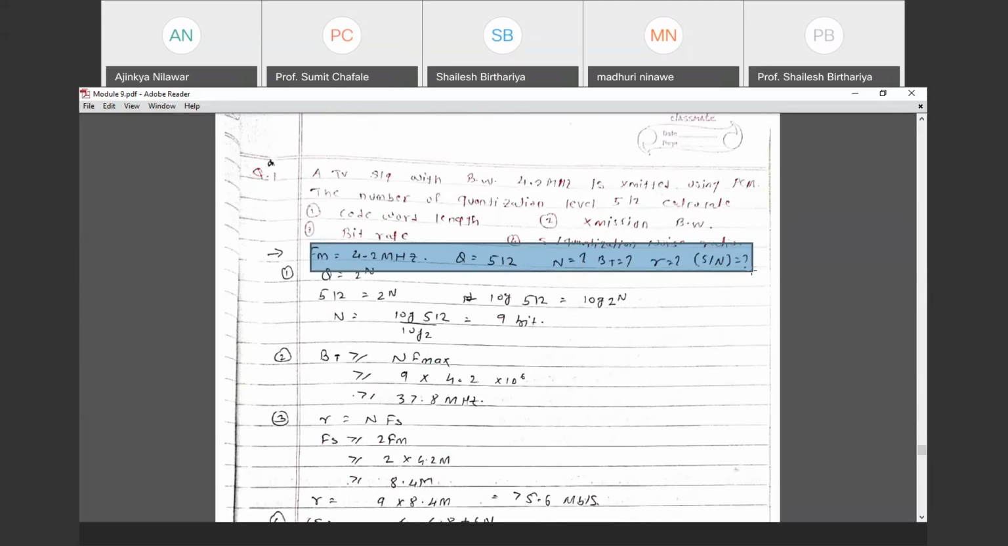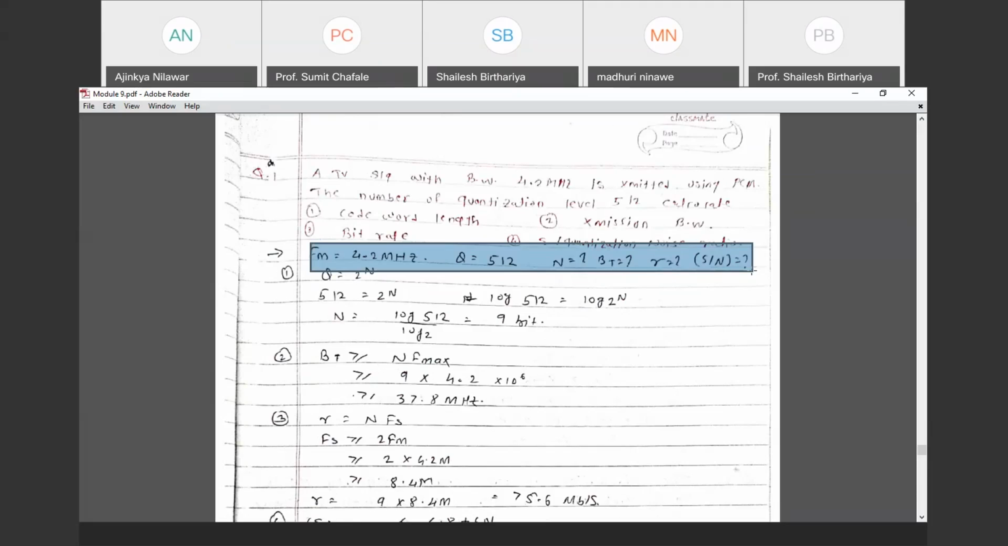Calculate code word length. That means what we have to calculate first? We have to calculate N. Second, we have to calculate transmission bandwidth. Third, we have to calculate bit rate. And fourth, we have to calculate signal to noise ratio.